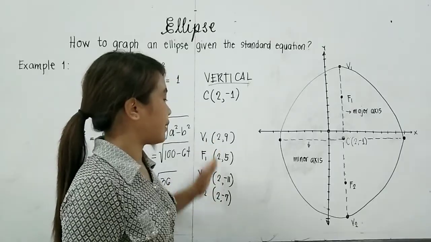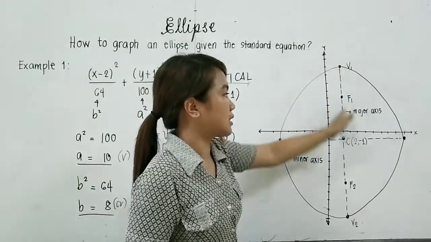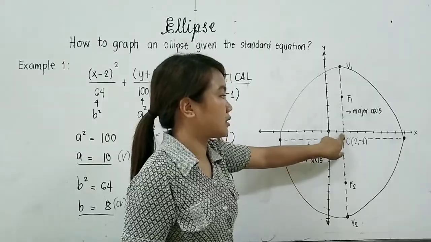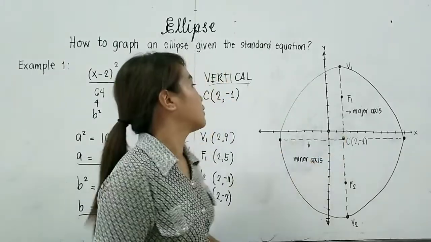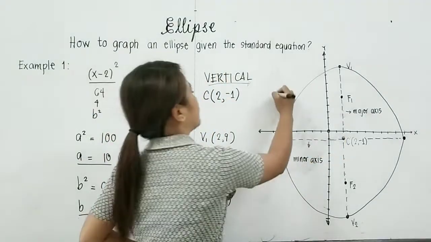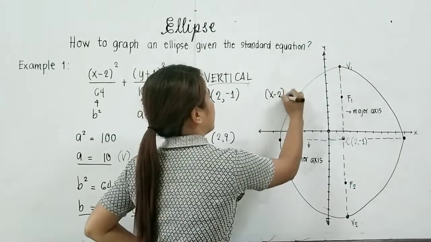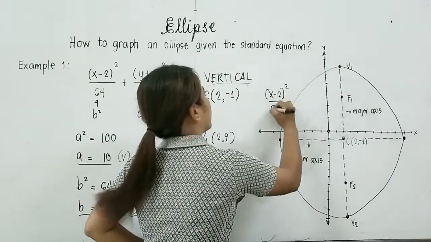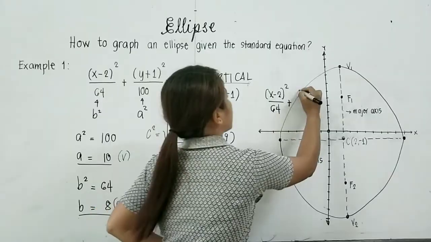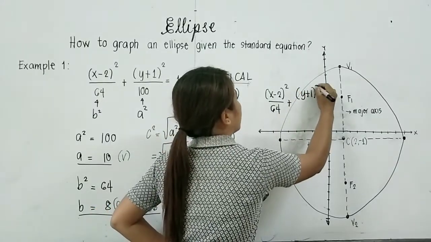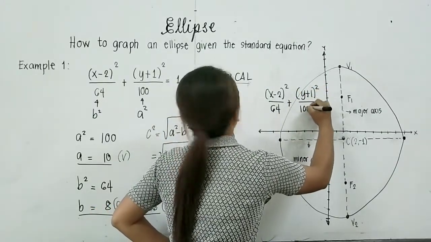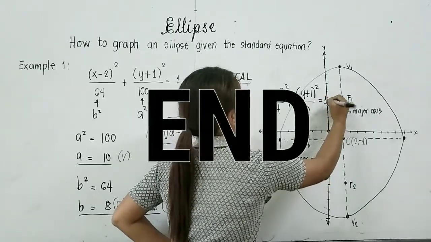Again, we have the same x because they are aligned here in x, which is positive 2. So lastly, we will label our graph. (x - 2) squared over 64 plus (y + 1) squared over 100 is equal to 1.